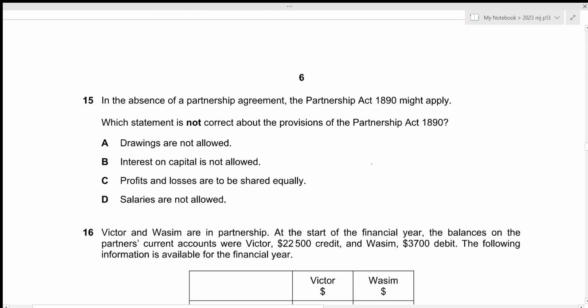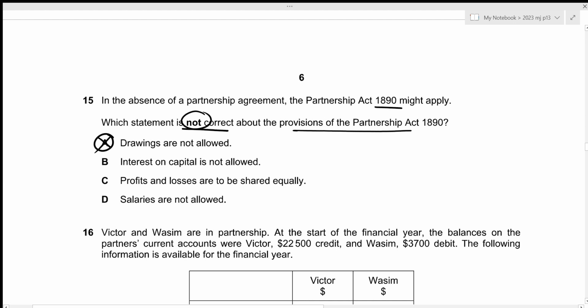In the absence of a partnership agreement, the Partnership Act 1890 might apply. Which statement is not correct about the provisions of the Partnership Act 1890? The first one is drawings are not allowed. This is not true. Drawings are allowed. Only the interest on drawings is not allowed. So that is the correct answer because we're looking for the not correct statement.